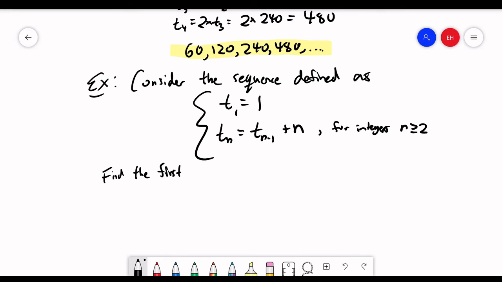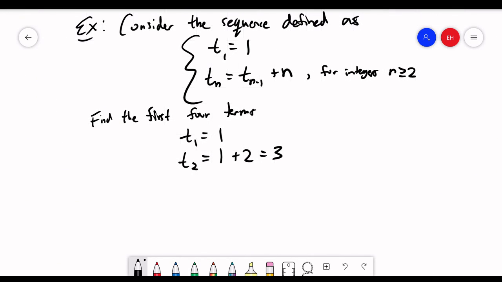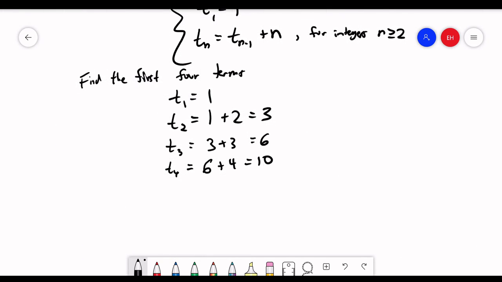Alright, so we want to find the first 4 terms. Alright, that's not too bad. The first term is pretty easy. You just copy it off. T1 equals 1. T2 equals T1 plus 2, which is 1 plus 2 equals 3. The third term is the T2, which is 3, plus n, which is 3, so we get 6. And then T4 equals T3, which is 6, plus n, which is 4, so we get 10. All right, not too bad. We got the first 4 terms: 1, 3, 6, 10. We write it as a list to represent the sequence.